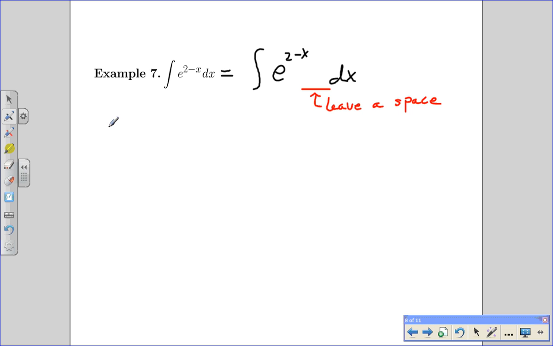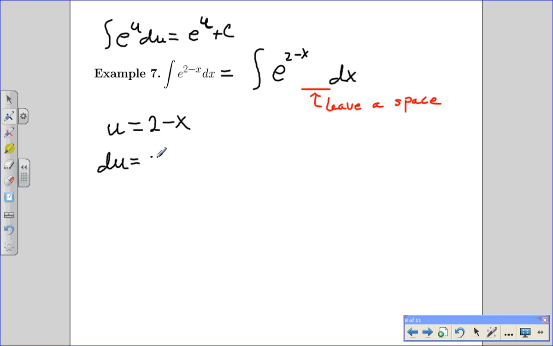So in this case, what I'd like is the integral of e to the u du, because that integral is simply going to be e to the u plus c. So if I want e to the u, well, then whatever's in the exponent is going to be my u. And in this case, that's 2 minus x. Then the derivative of u is -1 dx. So I look at my original problem, and I notice that I've got e to the 2 minus x. That's fine. But then I do not have negative 1 times dx. I just have dx.